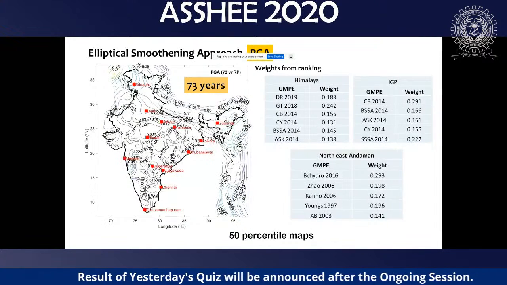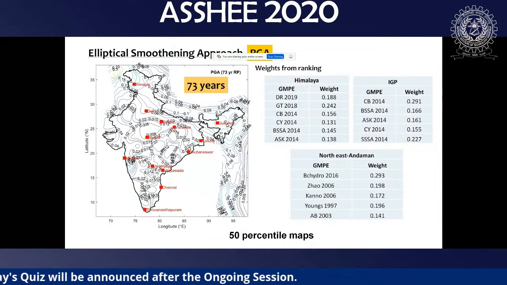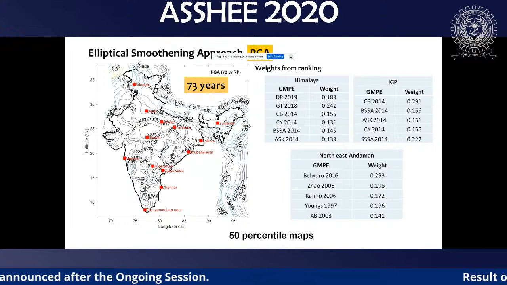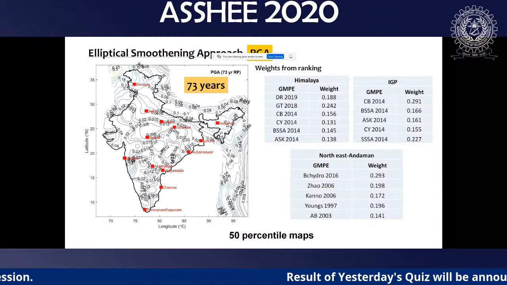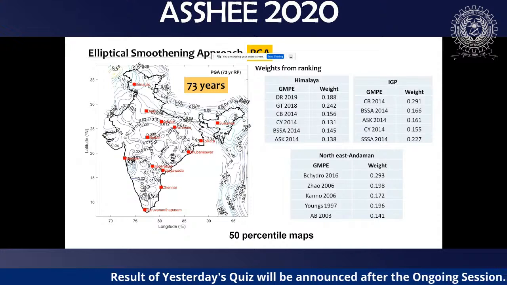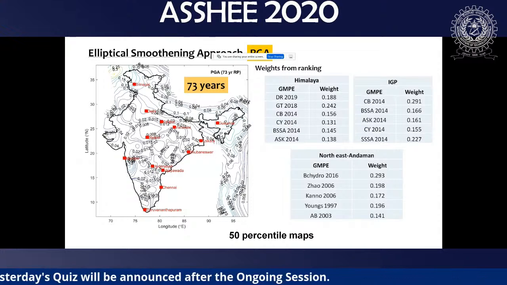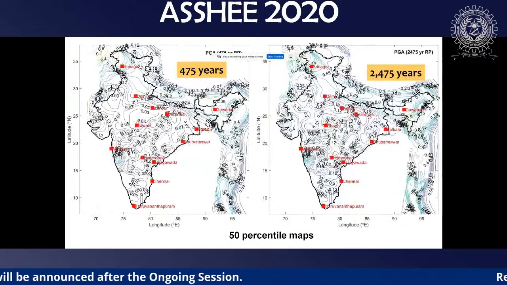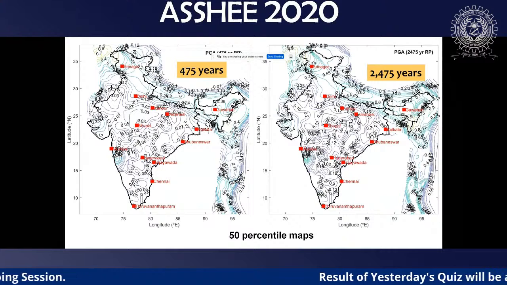So I'm showing you the elliptical smoothing. Now the committee felt that the elliptical smoothing values lie in between circular smoothing and the fault based. It is something like in between these two. So the consensus of the committee was we will go ahead with this elliptical smoothing itself. I'm showing you the 73-year return period. So these are 50 percentile maps. And similarly 475, 2475, these values lie in between the circular method and the fault based methods.